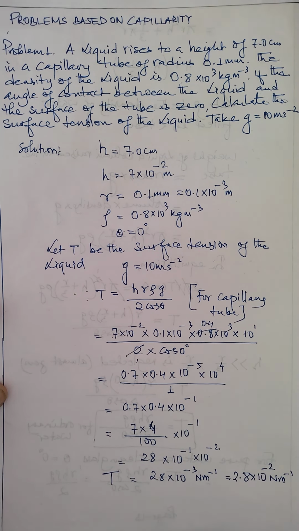Now we solve problem number 2. Okay, now this problem is also similar to problem number 1 only. Okay, now in this question, problem number 2, it says that the diameter of a capillary tube is 0.4 into 10 to the power minus 3 meter. So let me start directly with the solution of this question. Okay, so capillary tube diameter is given.